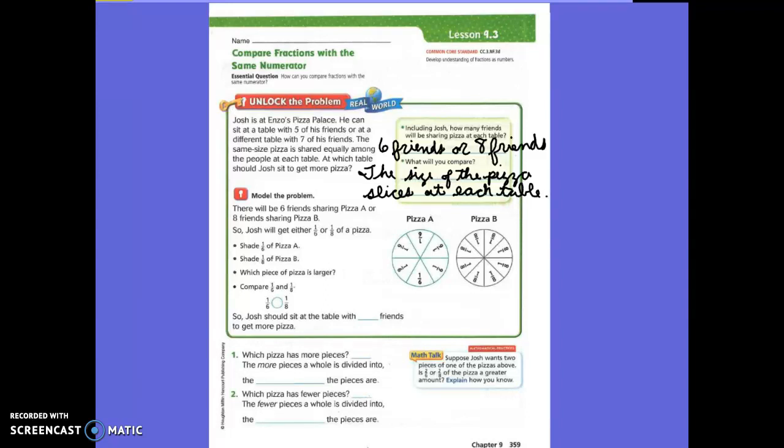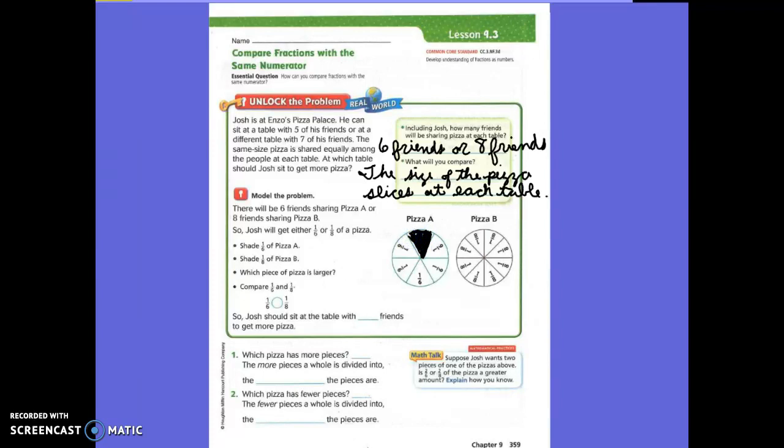Okay, there will be 6 friends sharing pizza A, or 8 friends sharing pizza B. So Josh will either get 1 out of the 6 pieces, or he'll get 1 out of the 8 pieces. So he'll only get 1/6 or 1/8. Shade 1/6 of pizza A. Shade just one of those, because it says 1. One's the top number, that means you're shading that, right? 1 out of the 6.